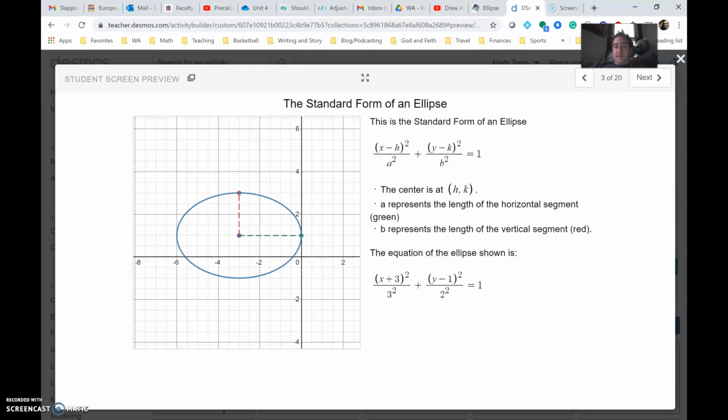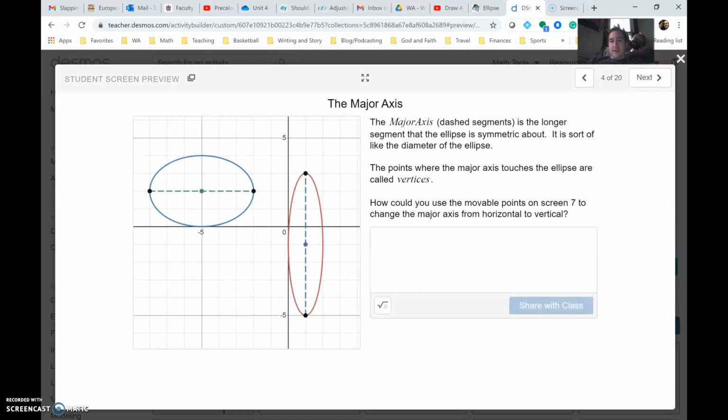And notice this looks similar to a circle. It's got the x minus h squared, it's got the y minus k squared, but notice there's going to be fractions. There's going to be a number underneath each. And notice an ellipse is always equal to 1 every single time. So you get to explore that a little bit.